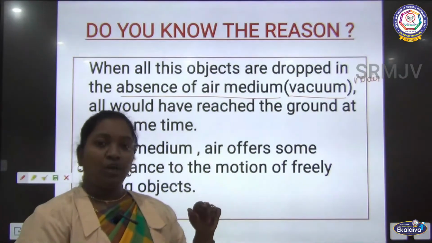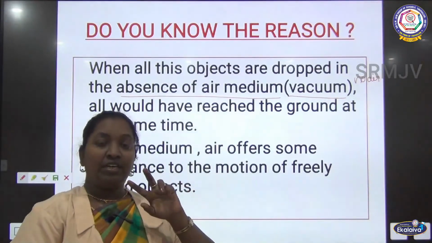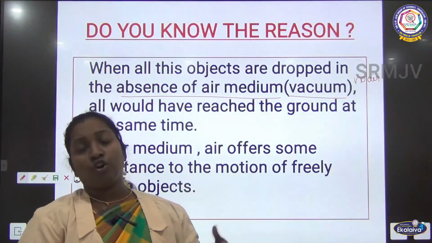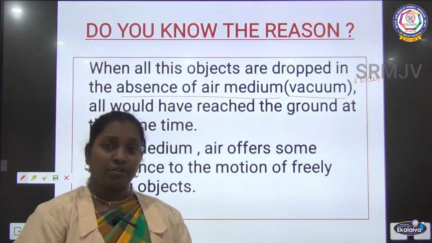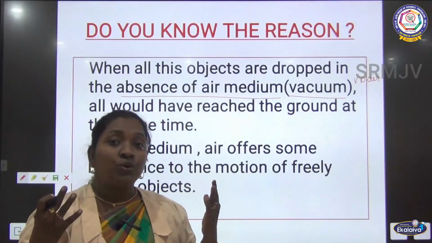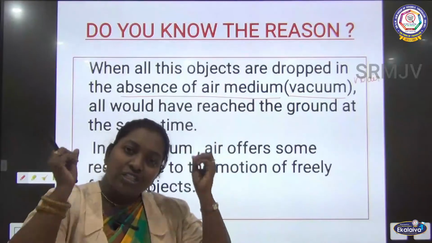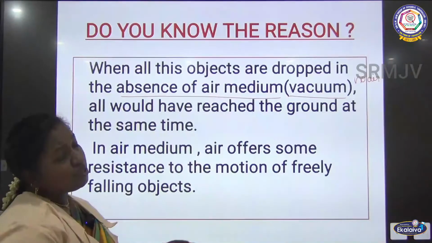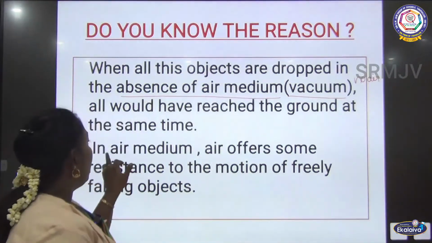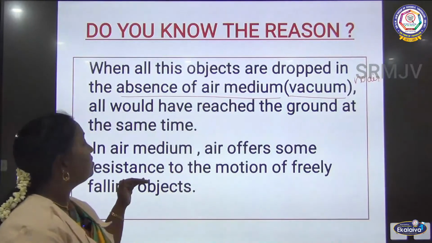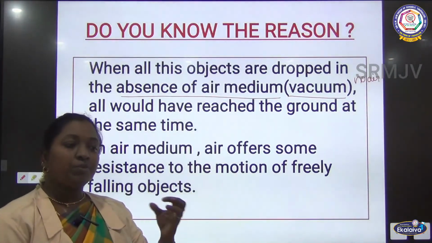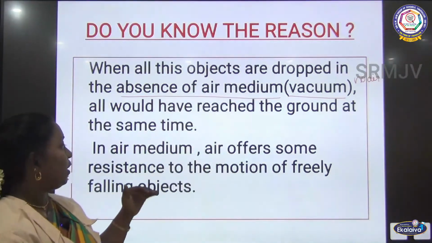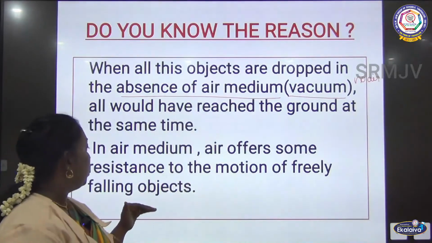Do you remember the activity with air? The eraser and stone reached the ground, then the eraser reached the ground first, followed by the crumpled paper. These are the variations. But when there is no air, irrespective of the object, all will reach the ground simultaneously. In air medium, air offers some resistance. Resistance means it plays a role and makes the paper stay in the air for some more time. So, there is resistance to the motion of a freely falling object.